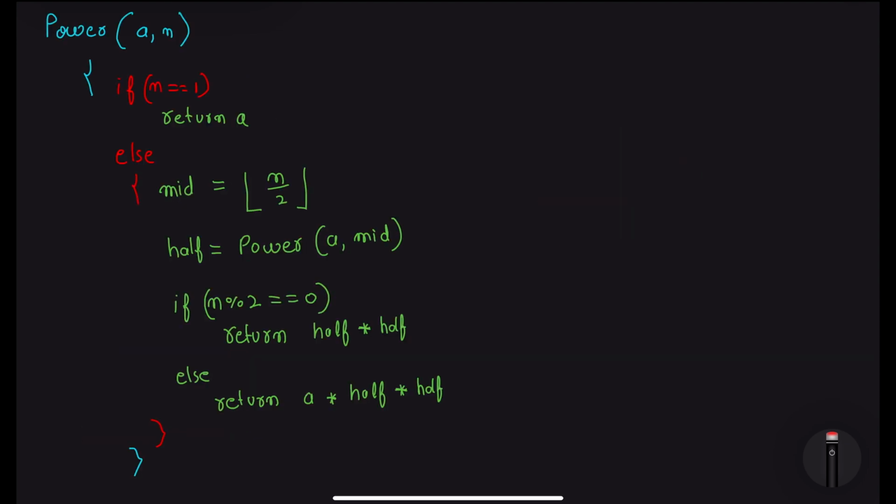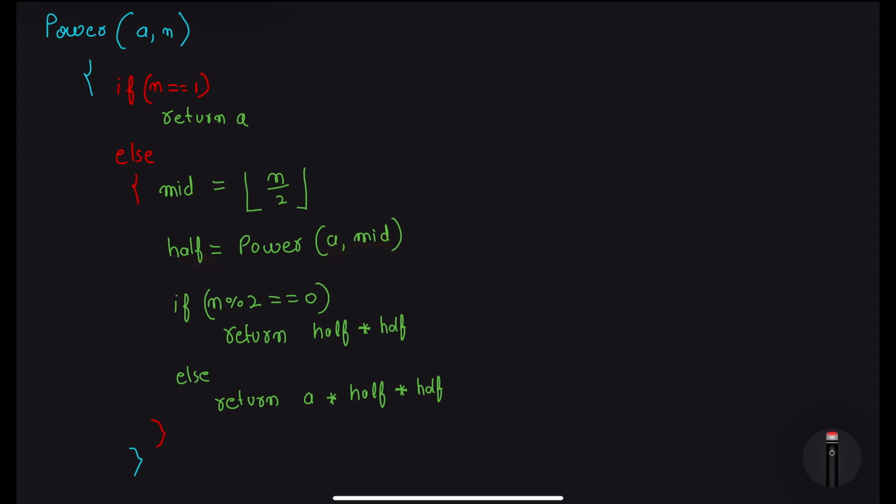Now let's look at our pseudocode. So we have our power function and we are passing a and n as input. First we have an if condition. So this is our base case. When the value of n is equal to 1, so we have a raised to the power 1, we will simply return a. In the else part, we will first calculate mid. So mid is n by 2, and we will take the floor value of it. Now we call the function recursively for the values a and mid, and we will store it in the variable half.